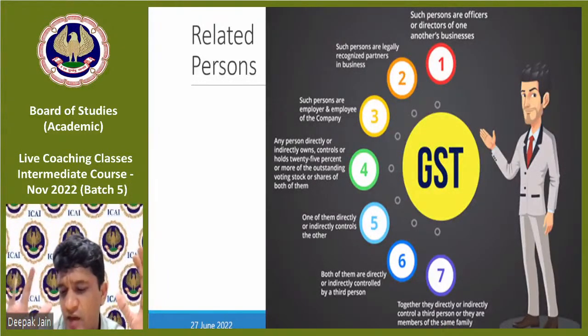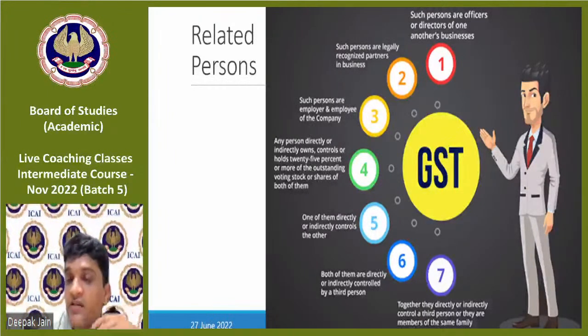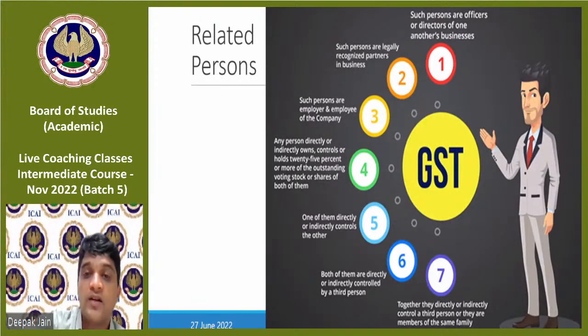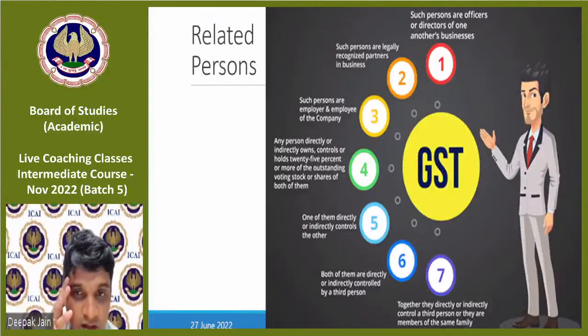Everything is covered wherein I control one person. I am having a partnership firm and a company, I am controlling a director in a private limited and a partner in the LLP, then it becomes a related party. All of this is covered as related persons. And if they are members of the same family, family members are also covered as related persons, right? So all of this is related persons.